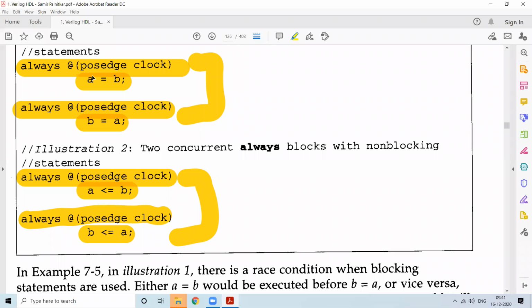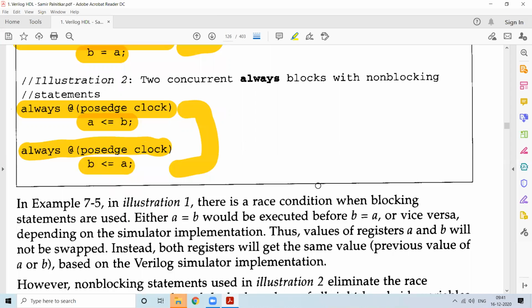Now, suppose I want to use the blocking statements itself. Then how do I assign this? What I do is store the previous values of A and B in temporary registers. I have to define those temporary variables. Here, there is no need to define them. But here, I have to define those temporary variables and then use them for assignment. So this is what happens when you use non-blocking assignment statements.